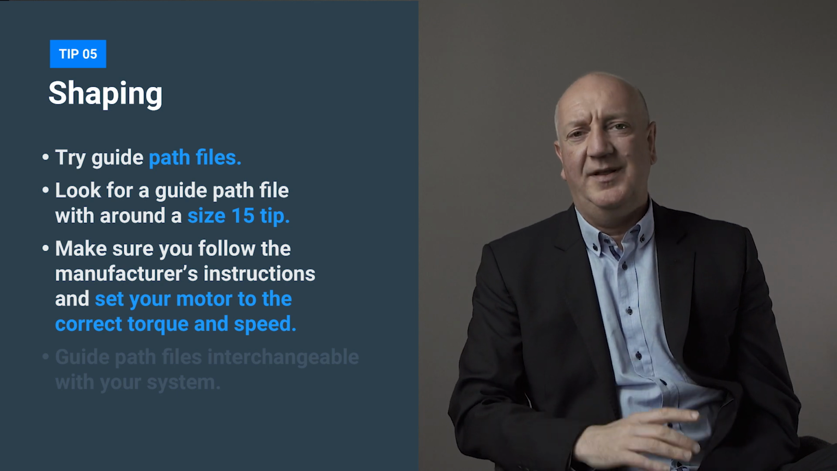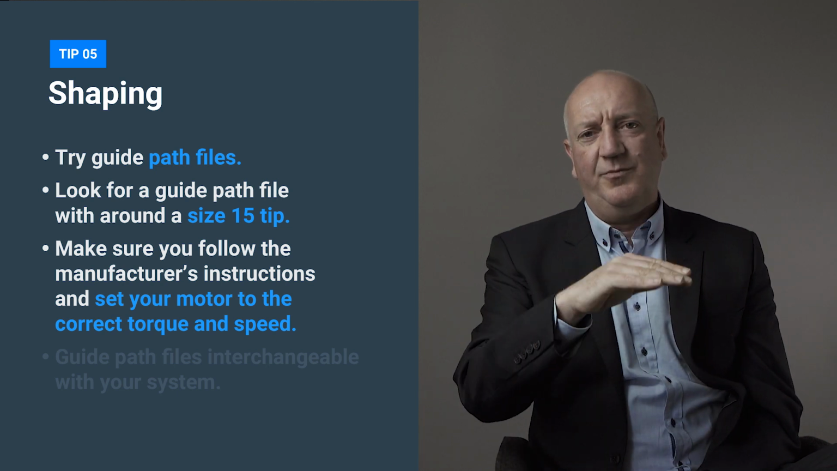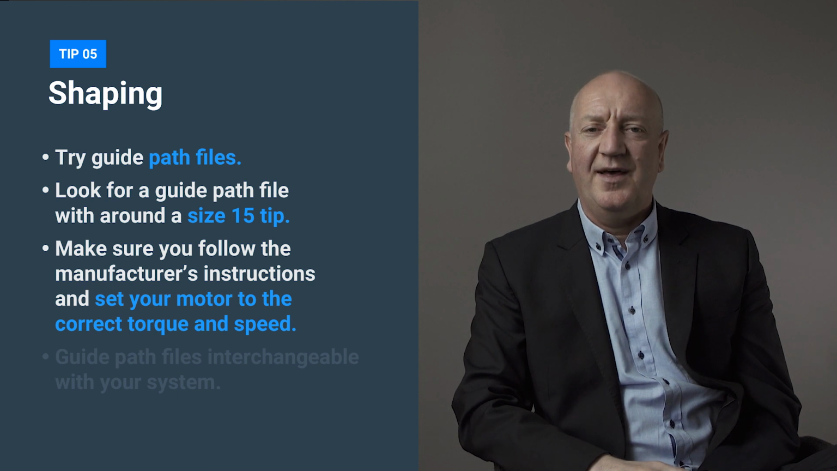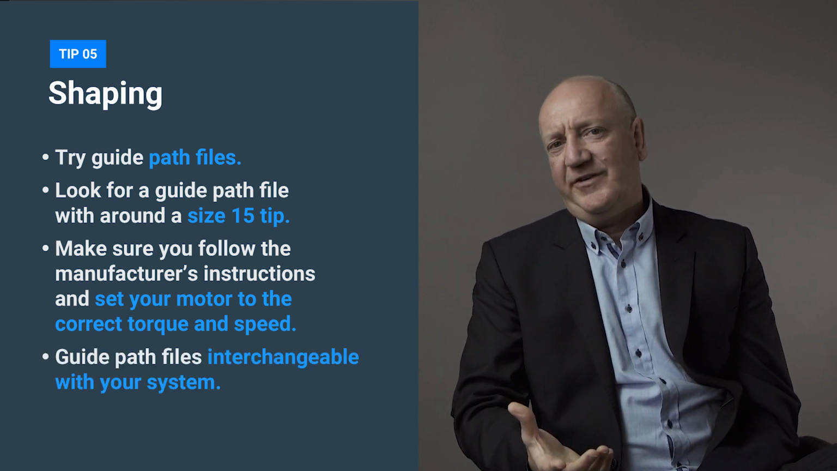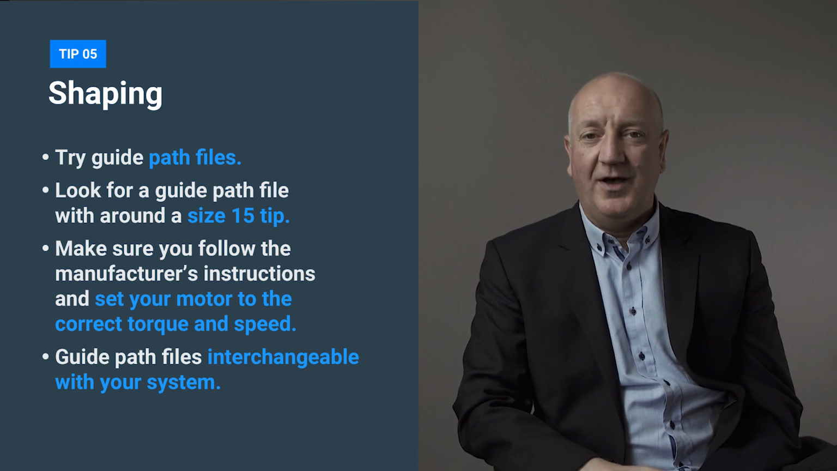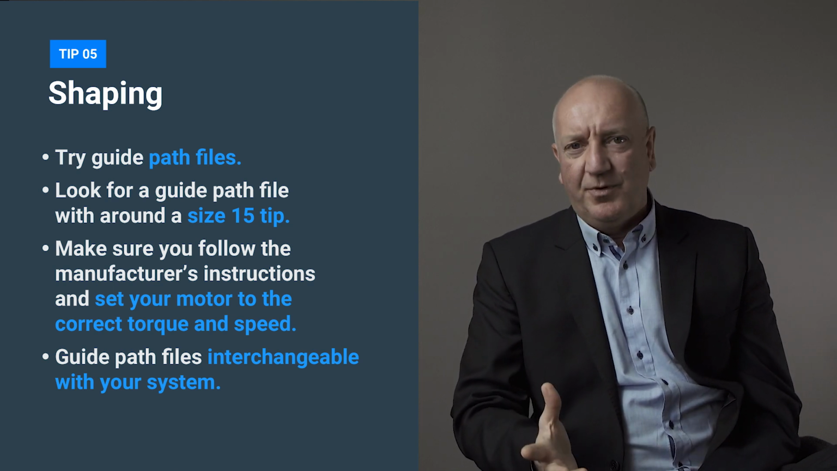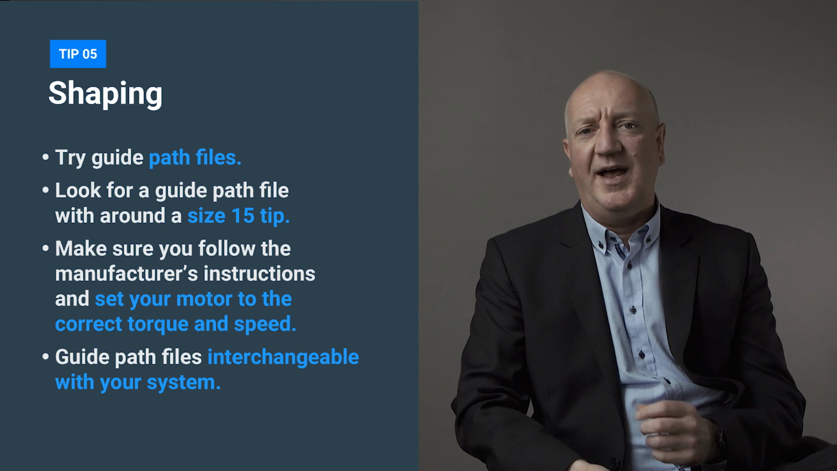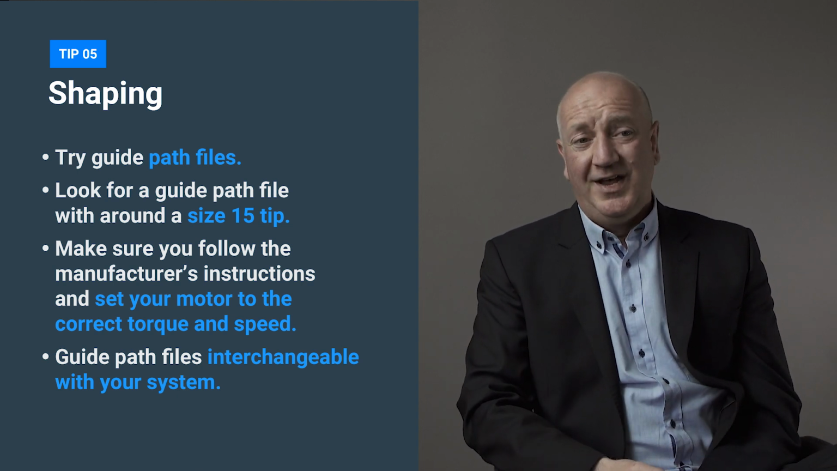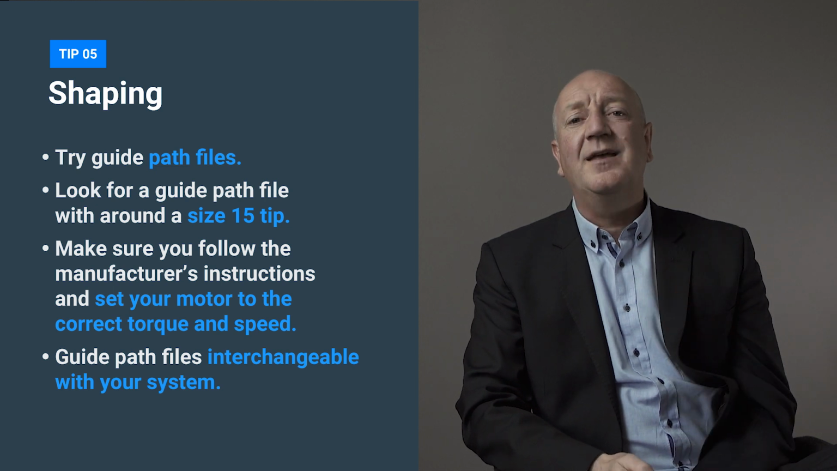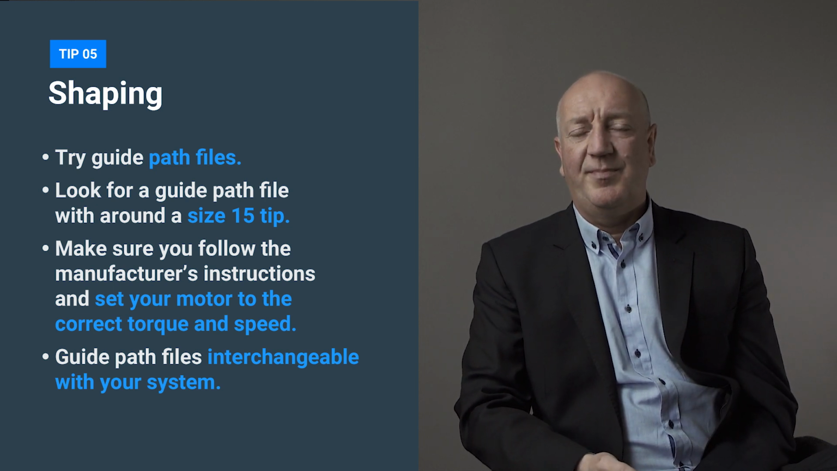But they will rapidly get that nice smooth centered guide path and your rotaries will follow much more simply down to length. If your system doesn't happen to have a guide path file in there, they're interchangeable. Find a manufacturer that has one that slots in between your 8 and 10 file and your rotaries, and you'll find that they have a really slick addition to your preparation.